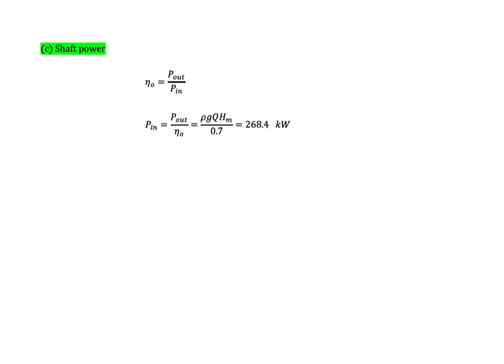And then we could calculate the shaft power as this one. So overall efficiency is power out divided by power in, and then the shaft power is power out divided by the overall efficiency, and then we could get it is equal to 268.4 kilowatt.